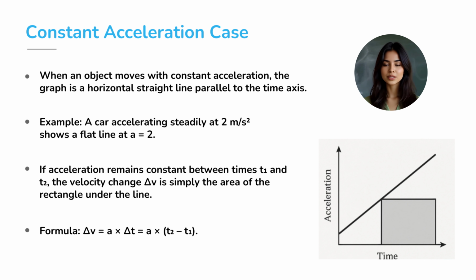Between any two times, say t1 and t2, the change in velocity is given by the formula delta v equals a multiplied by delta t, which means acceleration multiplied by time interval. So the shaded rectangle under this straight line represents exactly how much the velocity has increased in that interval. Notice in the figure how the rectangle's area matches the velocity change.